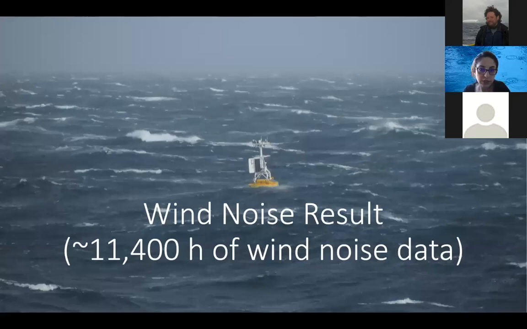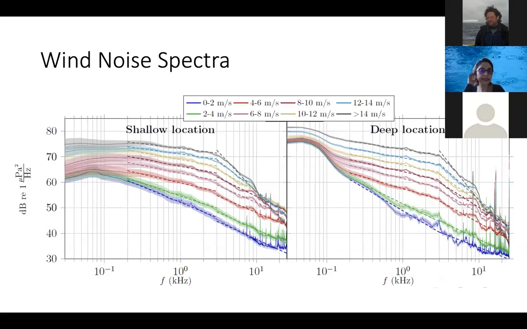Over the 5-6 years of data, after cleaning the data and pre-processing, we get about 11,400 hours of data. And then we combine the data, we take the average of all data points that we have to get these two figures. We have spectral level on the y-axis, frequency on the x-axis, shallow location on the left-hand side, deep location on the right-hand side. Different color means different wind speed category.